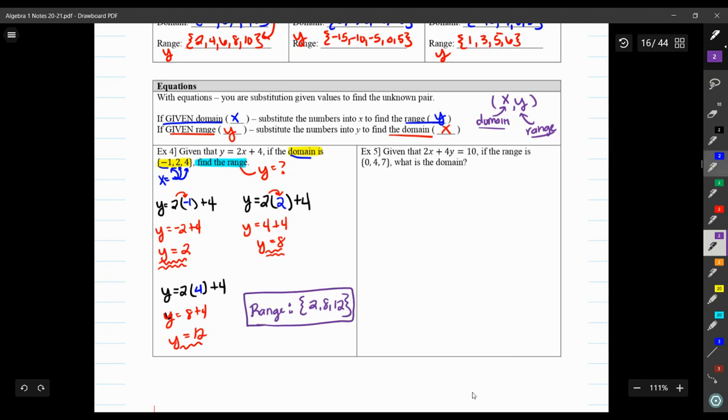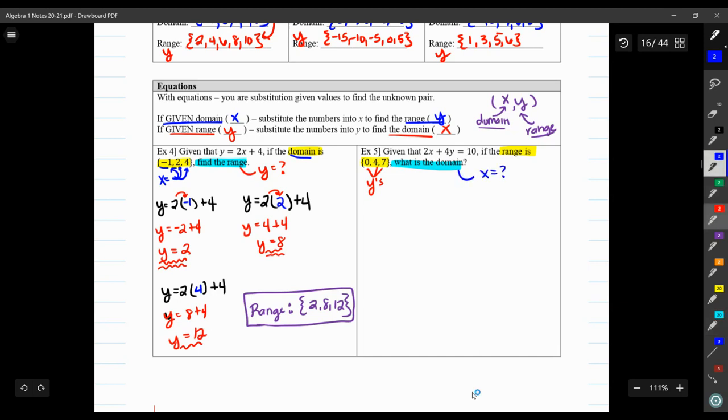Now let's look at example 5. So example 5 is similar. It says given that 2x plus 4y equals 10, if the range is 0, 4, 7, what is the domain? So this time I'm giving you range. Range is 0, 4, and 7. So that means all of these values are y's because it says range. We are looking for the domain. So we don't know what the x's are.